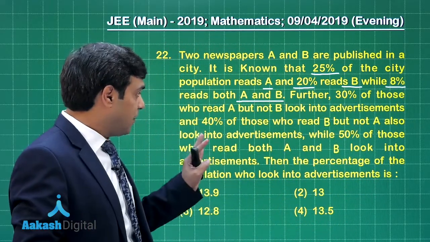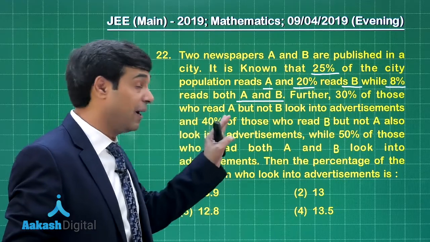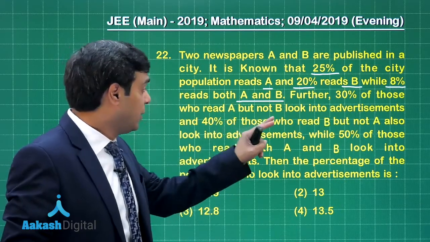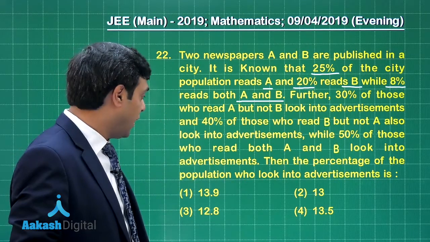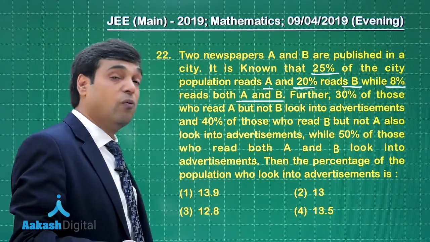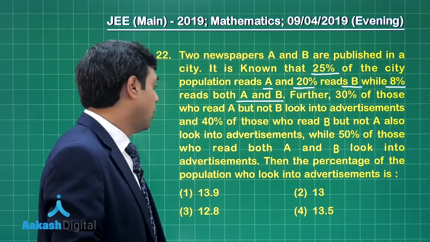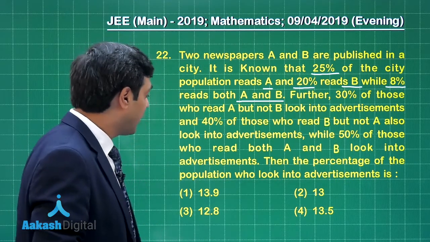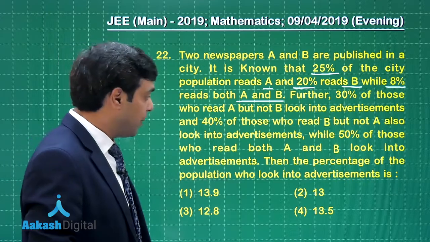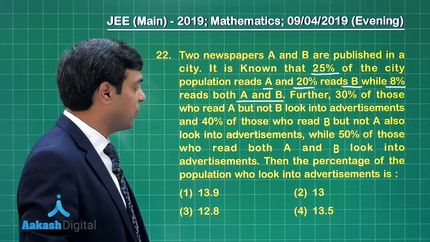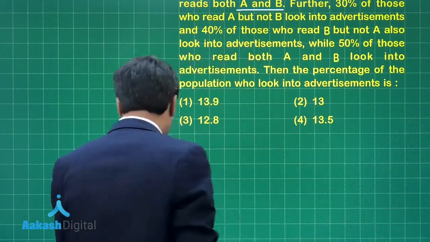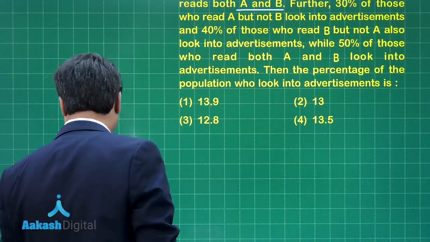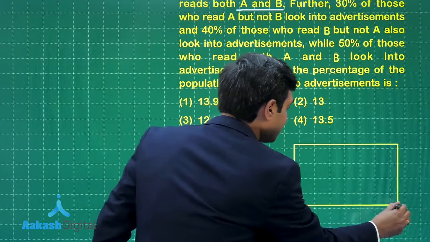Further, 30% of those who read A but not B look into advertisements, and 40% of those who read B but not A also look into advertisements, while 50% of those who read both A and B look into advertisements. The percentage of the population who look into advertisements is... So let's understand how we are going to draw the Venn diagram for it. Let's take the universal set first.